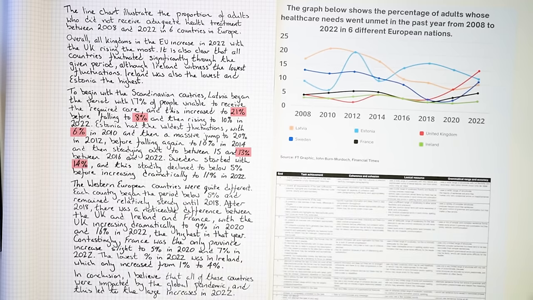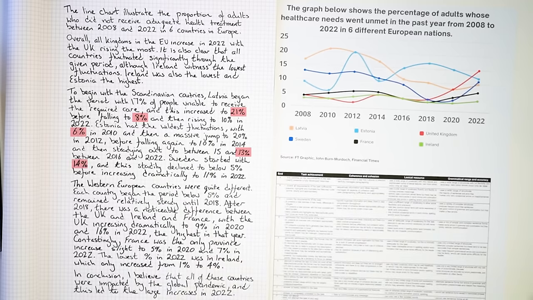So what we can do with Sweden here is divide it into chunks. This will help you describe not every single point, but the most significant points within the data. Let me show you what I mean. We can divide Sweden into chunks from 2008 to 2020.